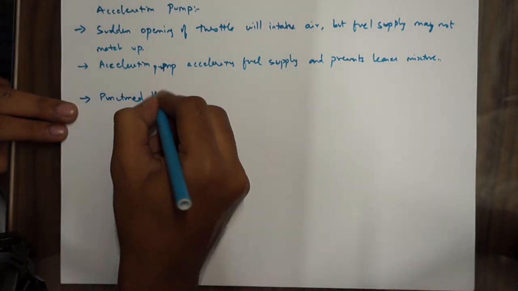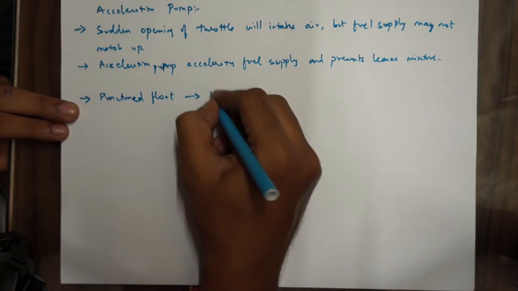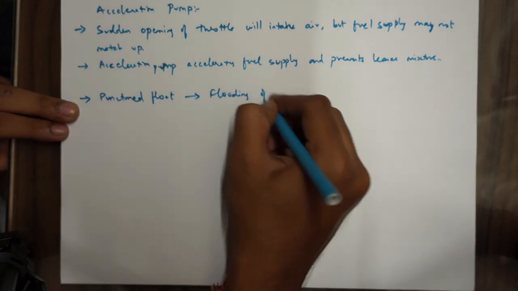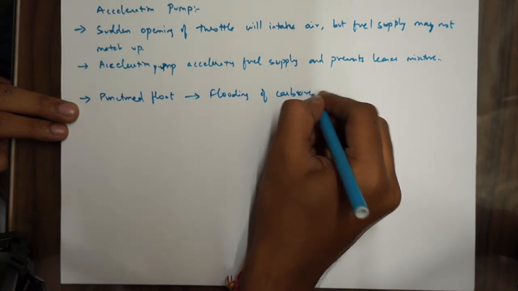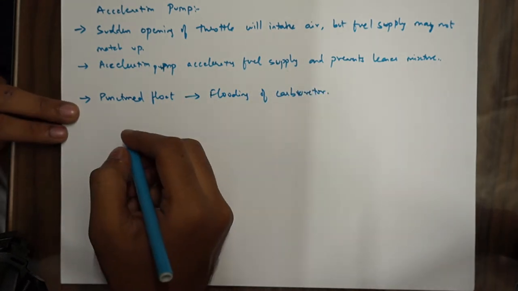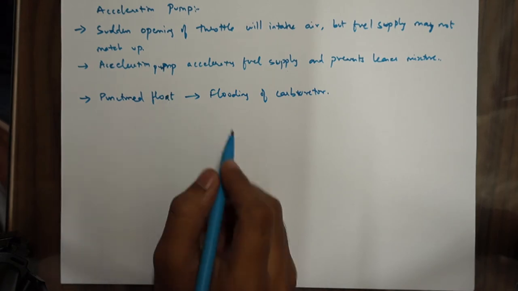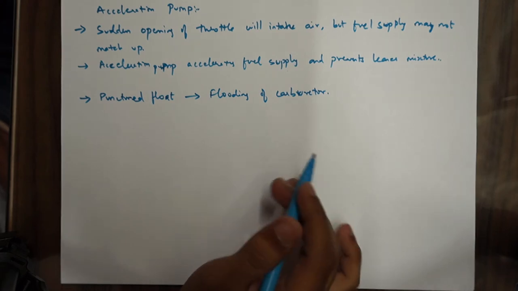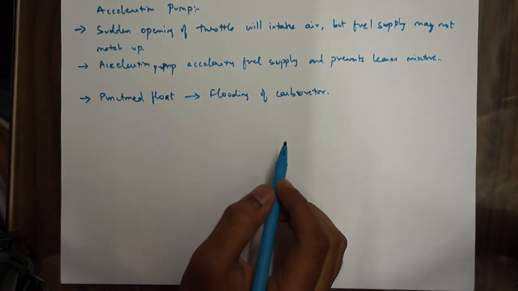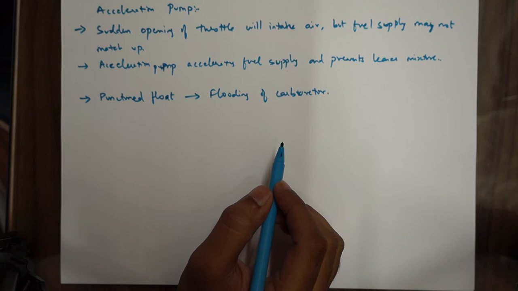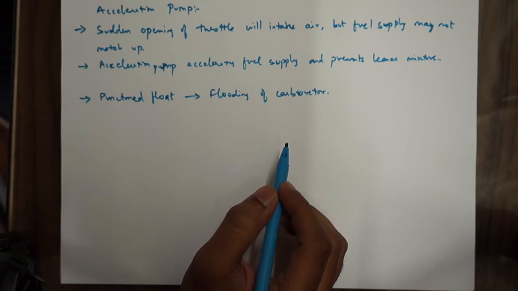A punctured float causes flooding of the carburetor, and it's obviously not desirable. Now the important point of the float chamber is that with the float type you cannot really do a maneuver, you cannot do inverted flight, because it's all based on gravity. The more maneuvers you do, the more the chances that your air to fuel ratio wouldn't be as required.